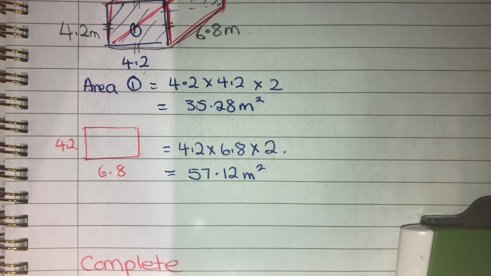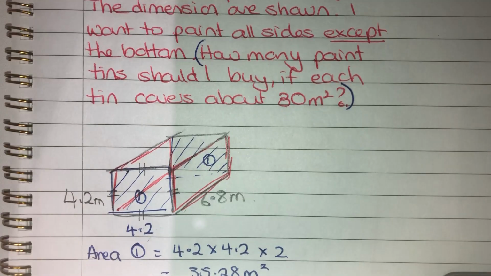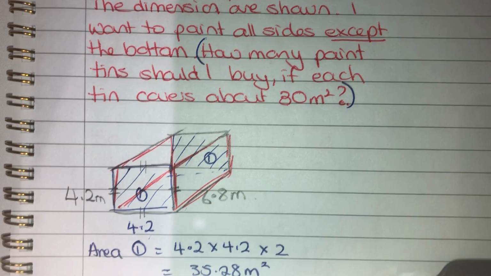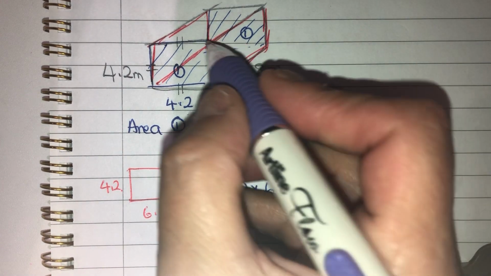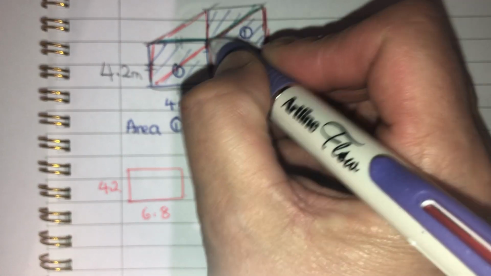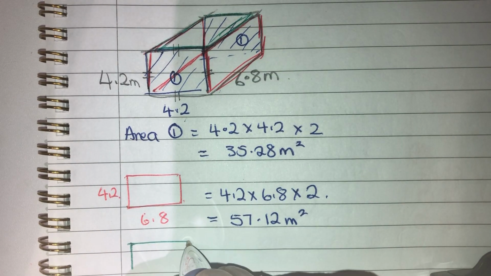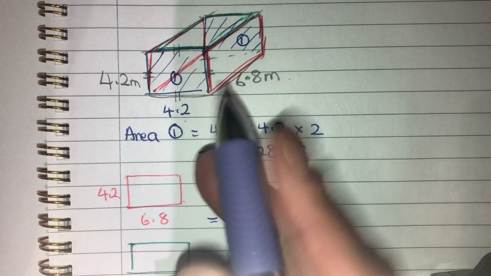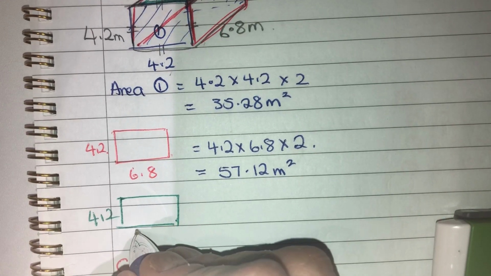Alright, now, normally we do 6 of these, but if we go to the question now, it says I want to paint all sides except the bottom. So we do not care about the area of the bottom. So let's have a look. The only thing that's left that we care about is the top. So our rectangle for the top, what is it going to be? So here, the smaller side is 4.2 here, and the length going back is 6.8.